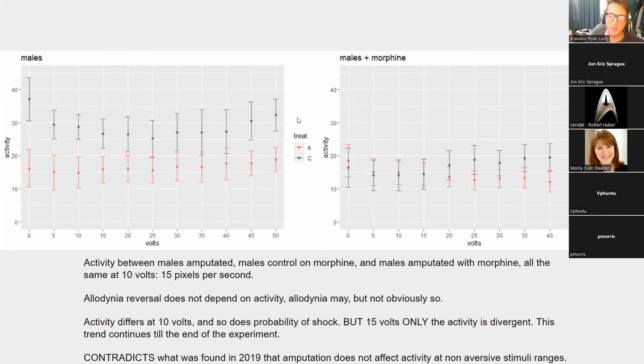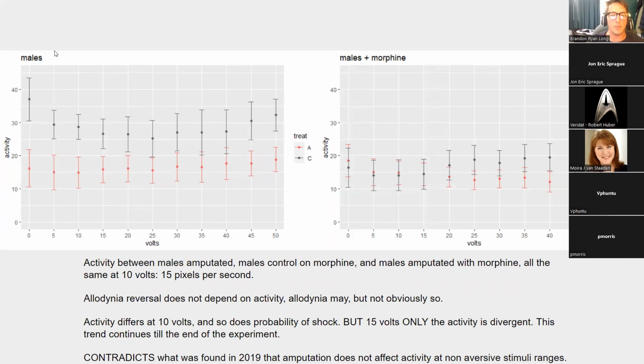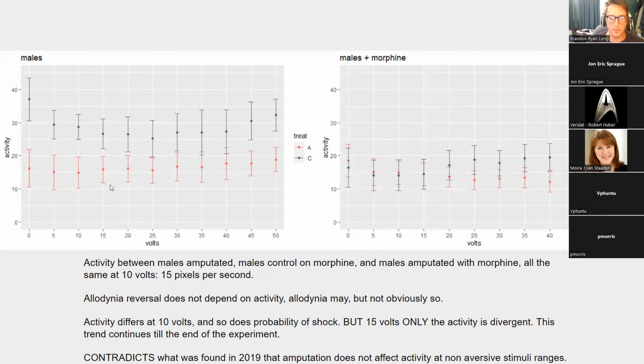So activity between the males amputated and males control, or let me back up. Controls are going to always exhibit the most activity. That reads true for females too that are not amputated. But also males are going to show generally more activity than females. So what this means is that obviously amputation is going to reduce activity, but so does morphine.